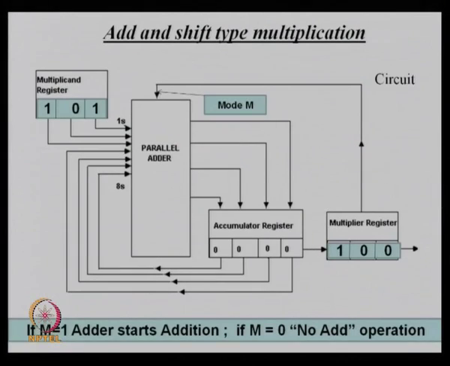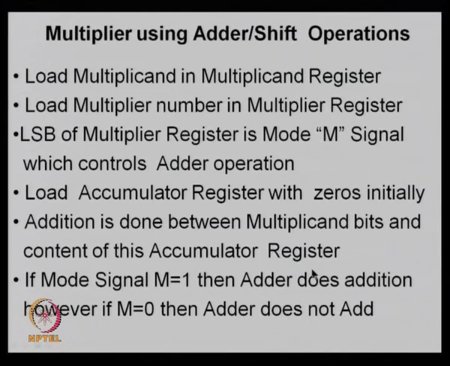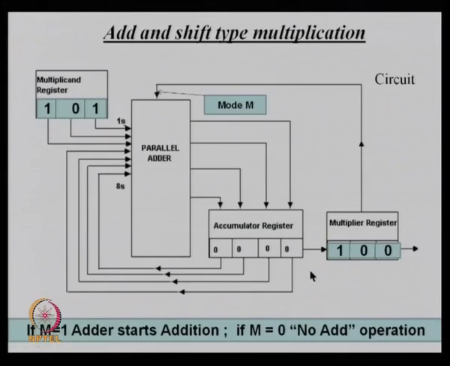So, the circuit shows load multiplicand in the multiplication register, as we said here. We load 101 in the multiplicand register and load the multiplier number in the multiplier register. Please remember, the LSB of the multiplier register is taken out as the mode value M. Initially this is 0, and when the next clock comes and 0 comes out, this will receive M as 0. Next, when it further shifts, another 0 may come, so no add operation, but when the 1 comes out, there will be an add operation here.